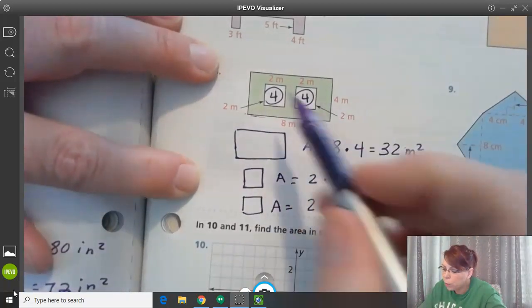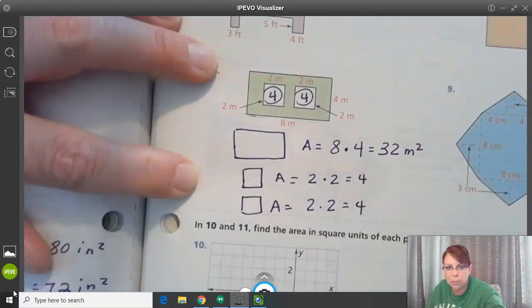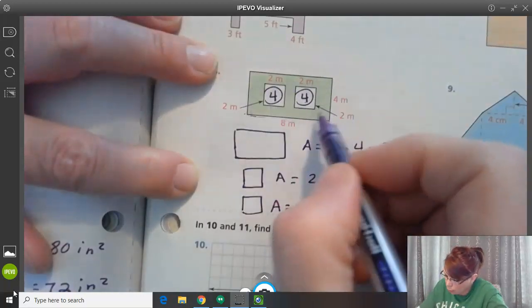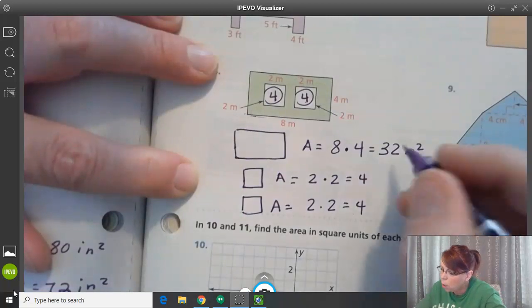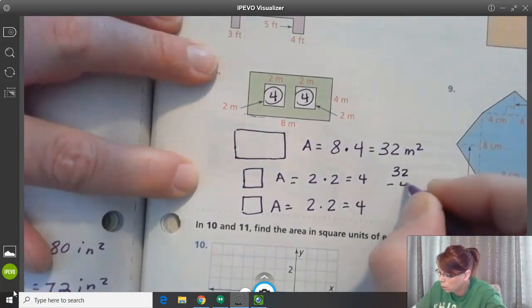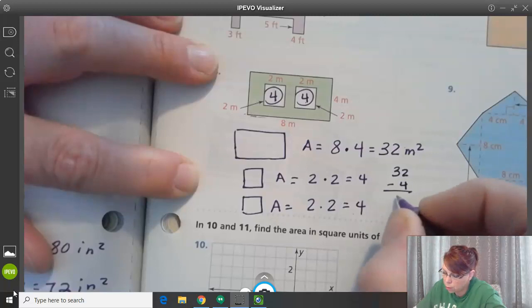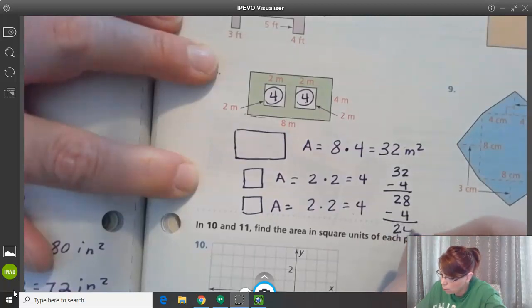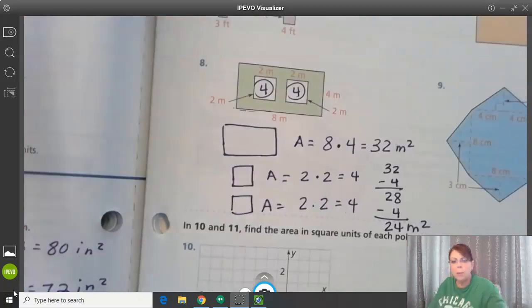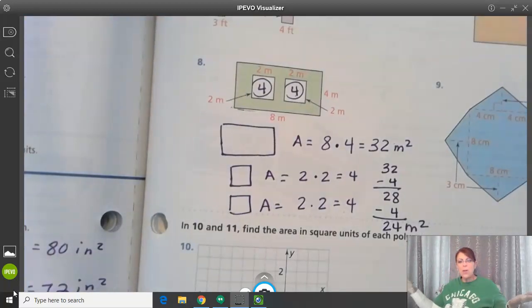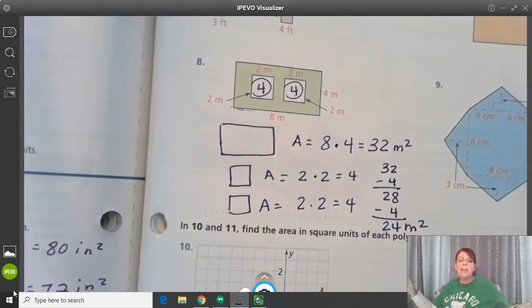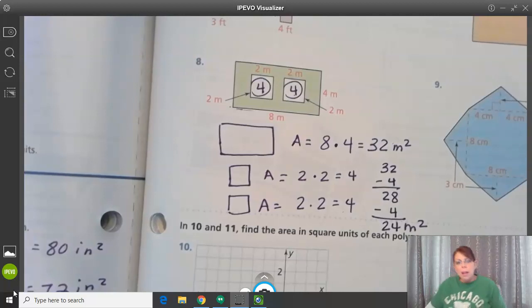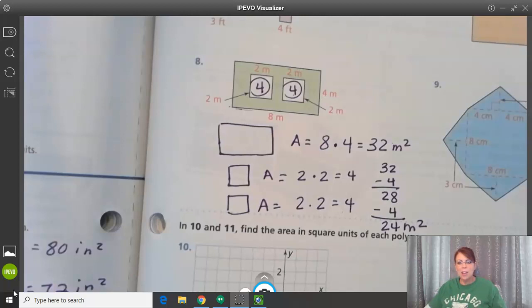So what we're going to do is subtract, since those are empty, they're hollow, and we're just trying to figure out what this green part is. We're going to take 32 minus 4, which is 28, minus 4 more for the second one. So we get 24 meters squared. So easy to do. It looks like a pretty challenging problem, but it's really easy. So think positive, be confident, you guys can do this, and you'll be just fine.